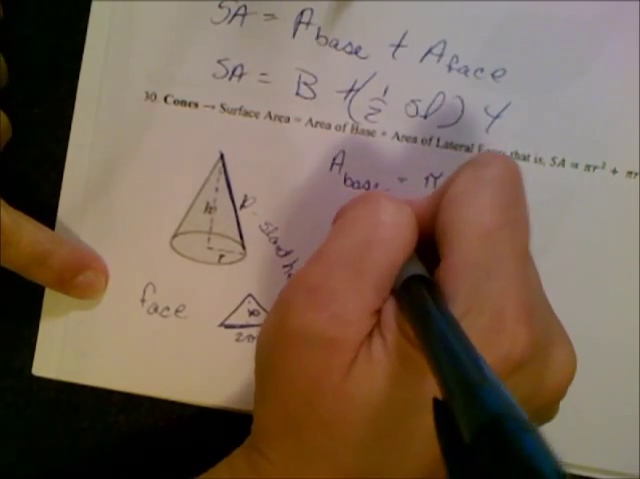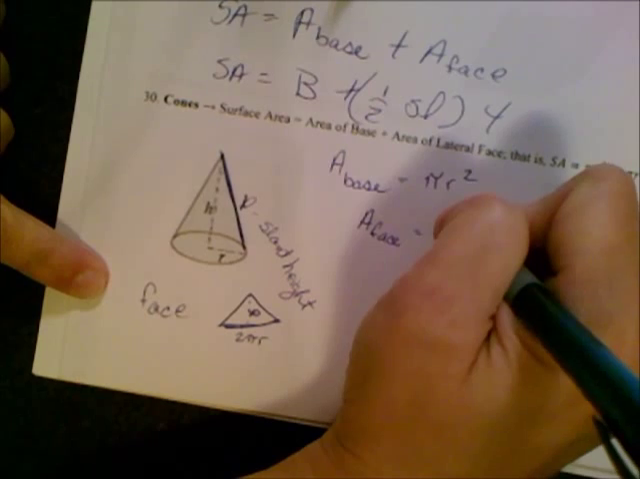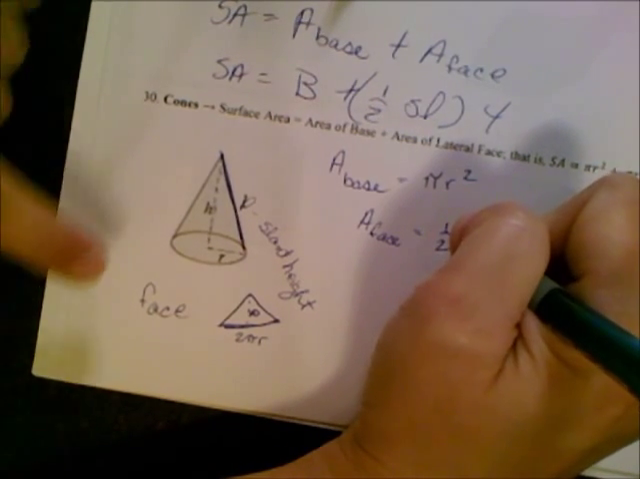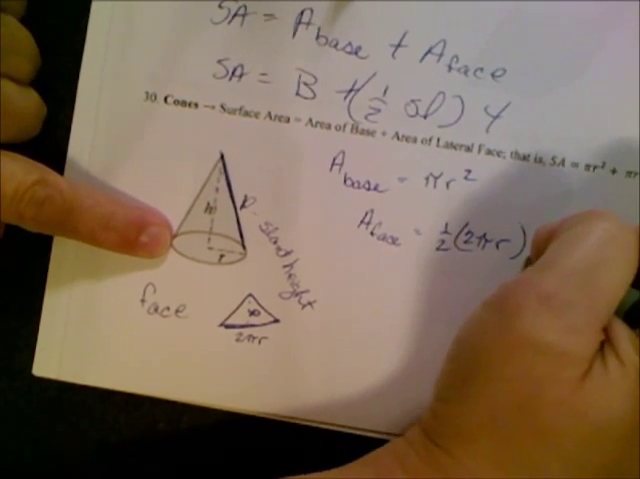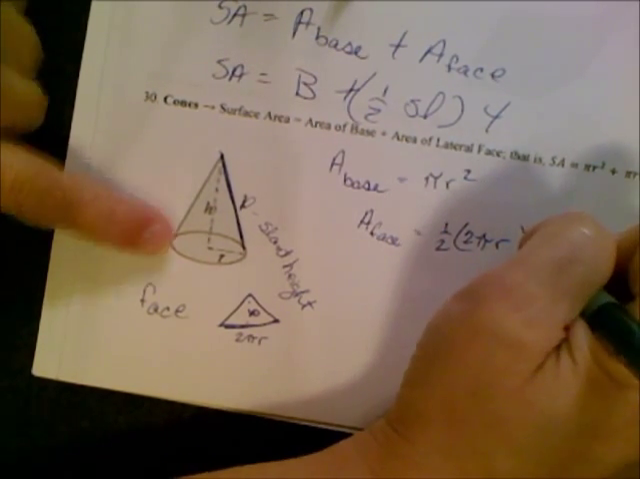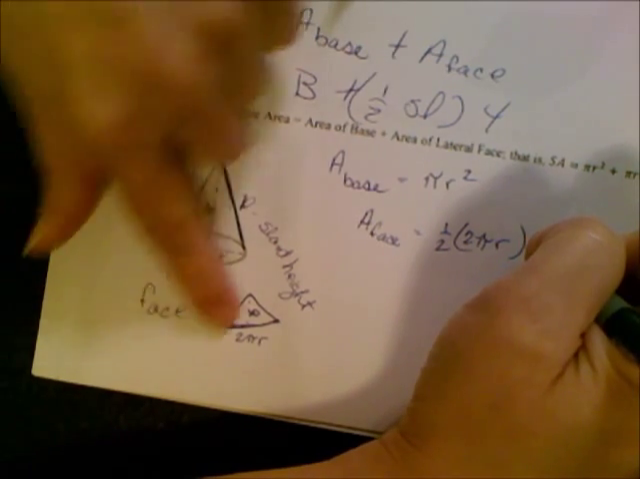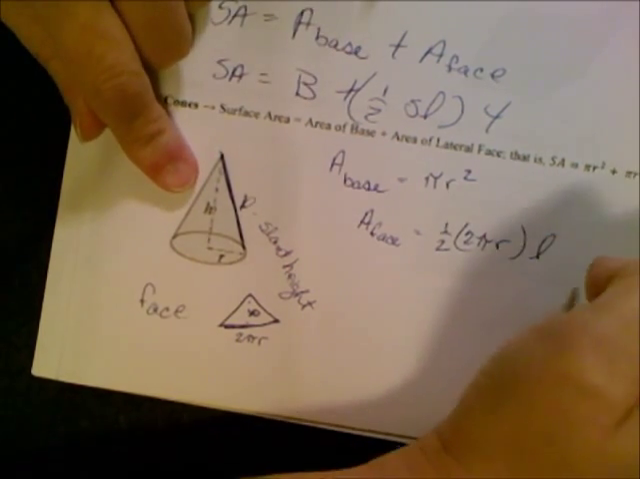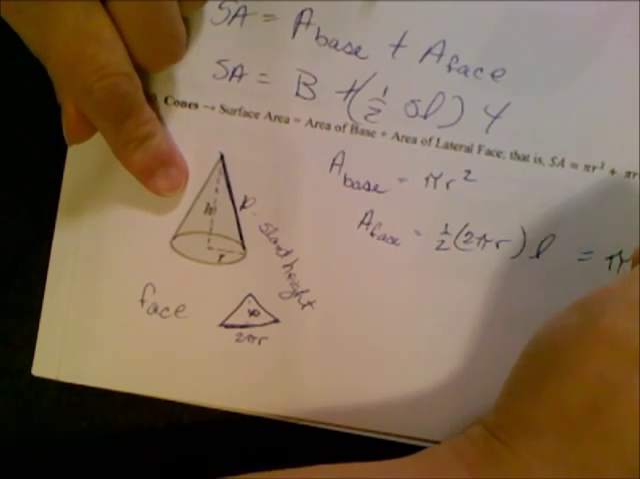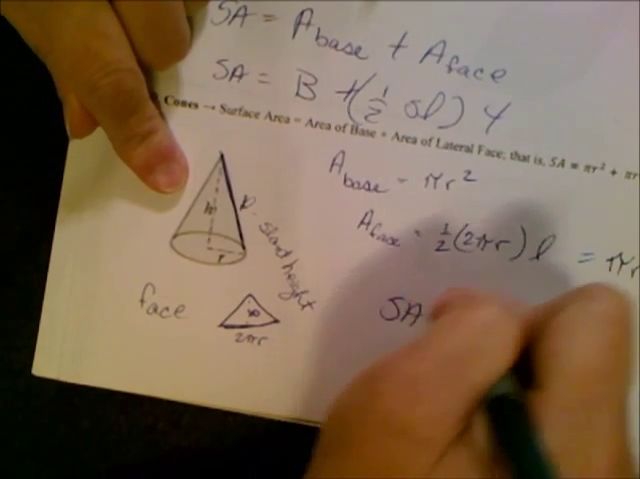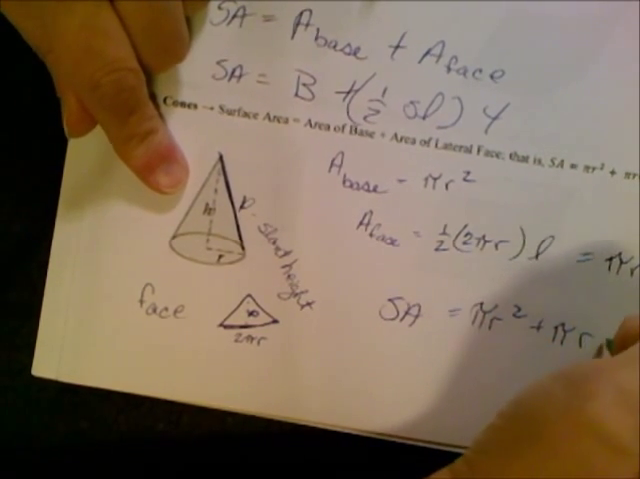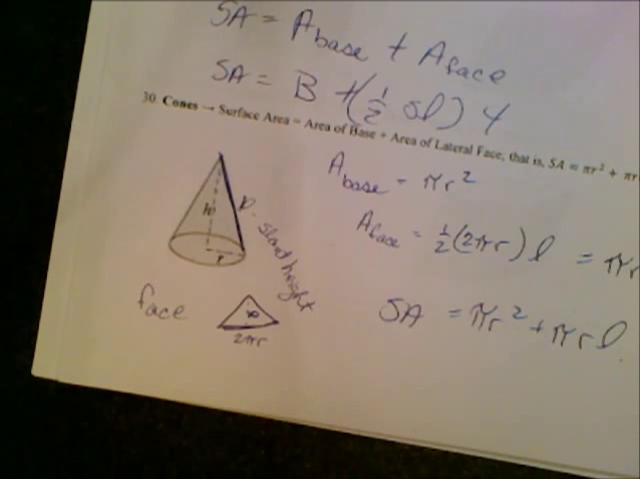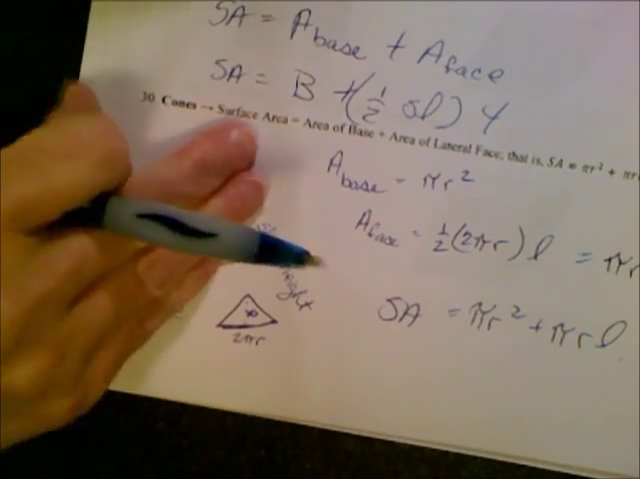So then the area of the lateral face is going to again be 1/2 the base, which is 2 pi r, times the slant height, which is the height of the triangle when I open it up. Okay, and so that gives me pi r L. And so my surface area is going to be pi r squared plus pi r L, where that L is the slant height. Okay, and that's a cone.